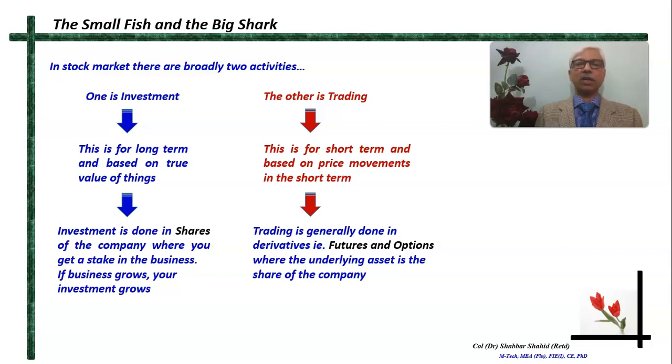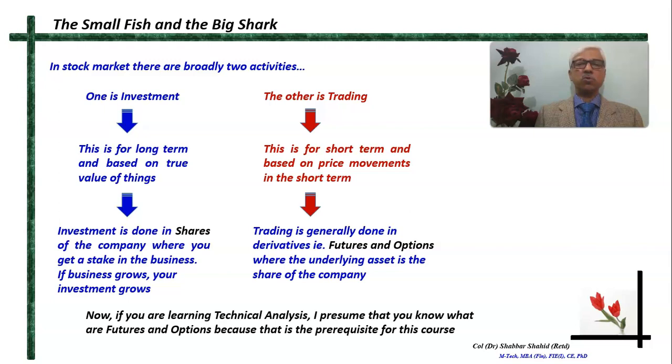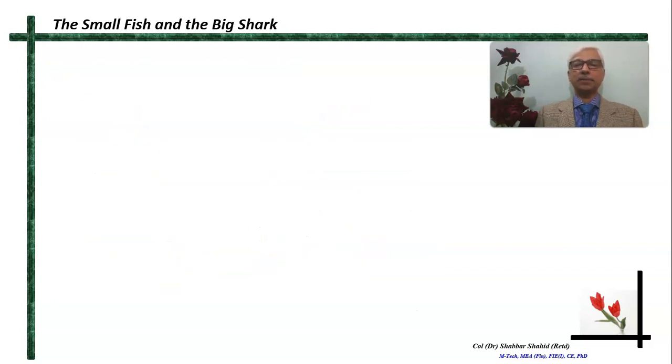But as I have explained in one of my other courses about the basics of the stock market, if you try to trade in shares, then you land up paying huge brokerage and taxes. Therefore, if you are a trader, if you want to do trading, then you normally do it in derivatives like futures and options. Of course, the underlying asset still remains the shares of the company. And if you have come to learn technical analysis, then I presume that you are familiar with what futures and options are. You should have a clear conceptual knowledge of futures and options. Only then will you be able to understand technical analysis.